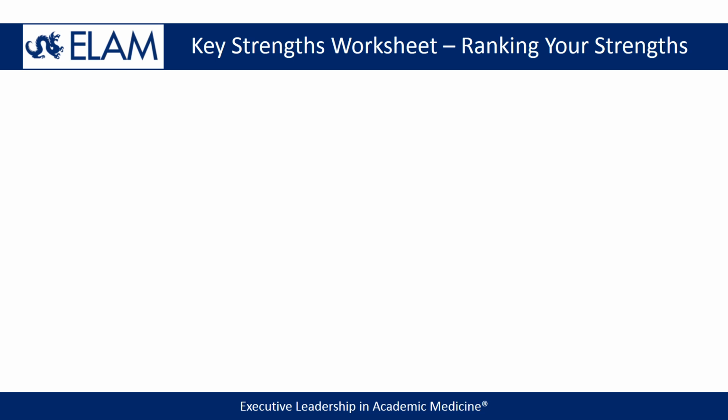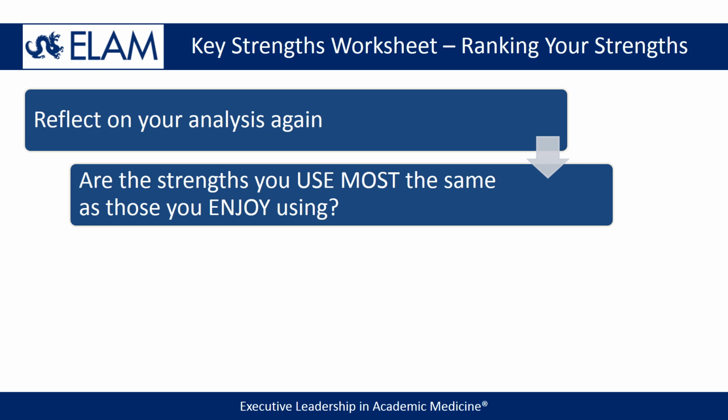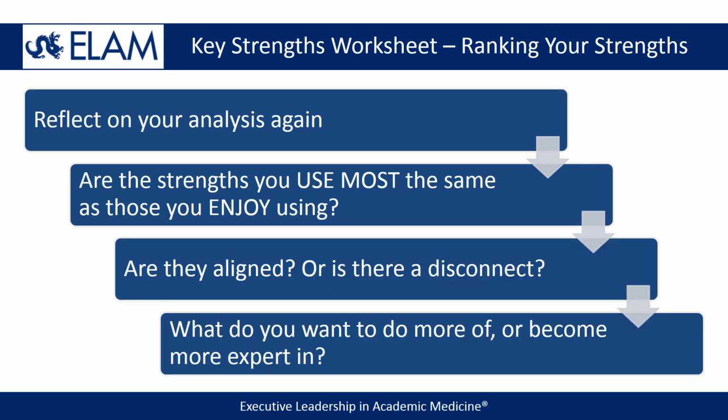After doing this, you will begin the second part of your analysis by ranking those strengths. Are the strengths you use most the same as the ones you enjoy using most? Are they aligned, or is there a disconnect? And which strengths do you want to use more in the future to develop future expertise in? Use this important information as you consider your career strategically. We generally say that at least 50% of your job needs to be using the strengths that you enjoy using. If this is the case, then you can deal with the other 50% that might use strengths that you don't enjoy using.